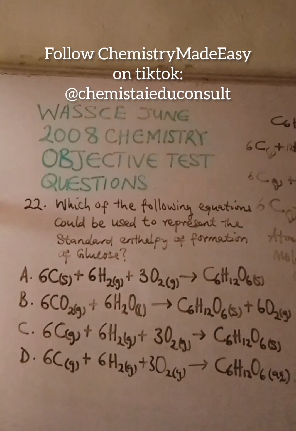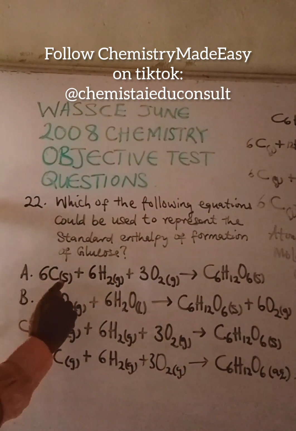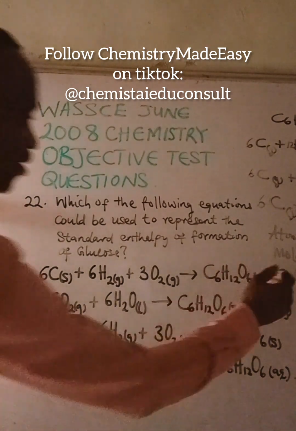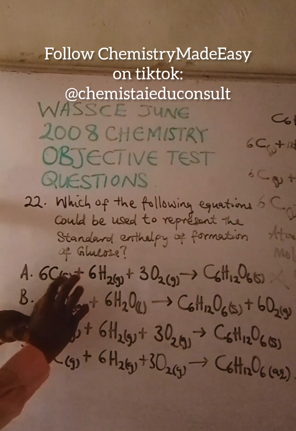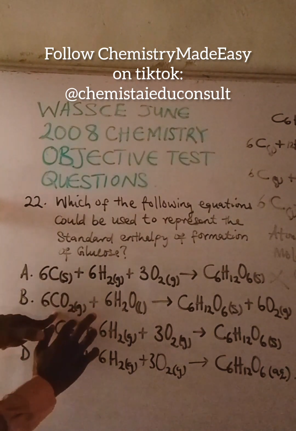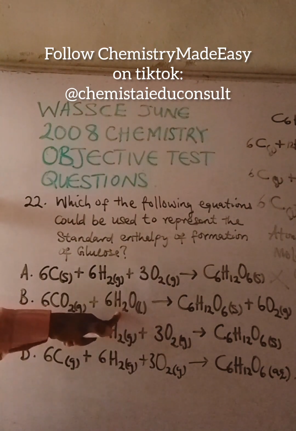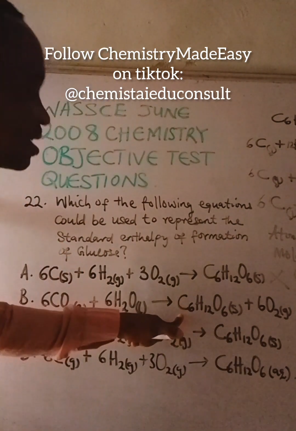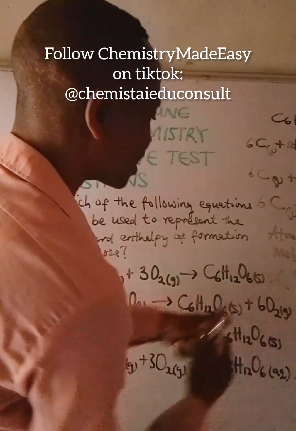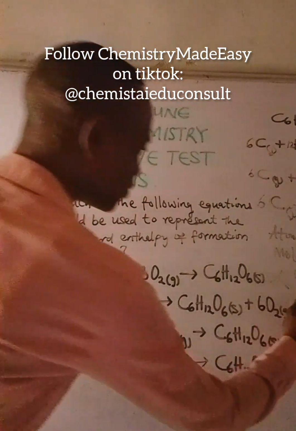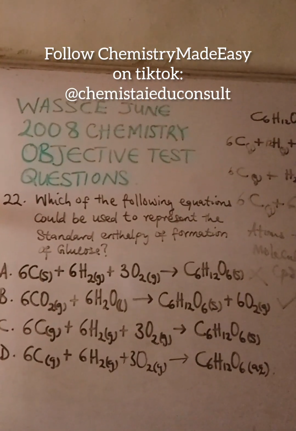In the A option, carbon is an atom, C, symbol of the element, and it's a solid instead of gas. Therefore, this is not the answer. Carbon dioxide in standard state is a gas, correct? Water in standard state is a liquid, correct? Glucose in standard state is a solid. Glucose powder is a solid, correct? Oxygen in standard state is a gas. So, option B is the correct option.